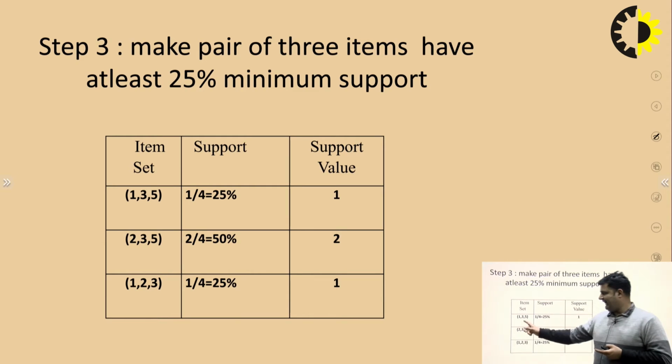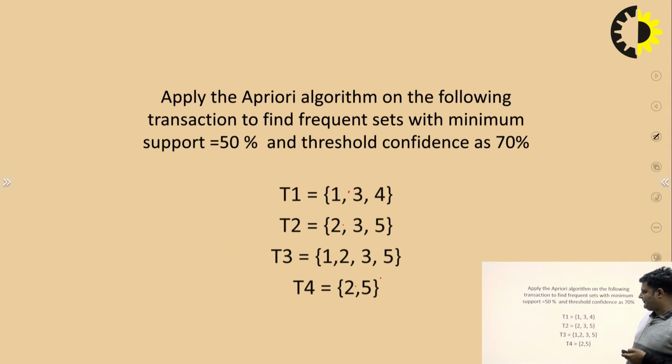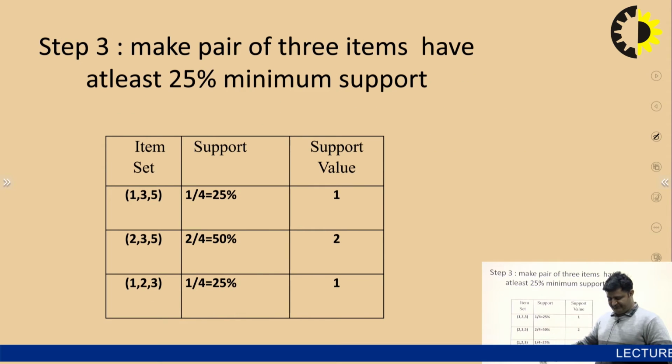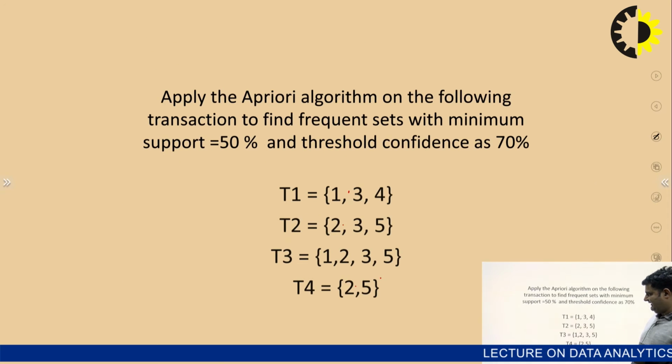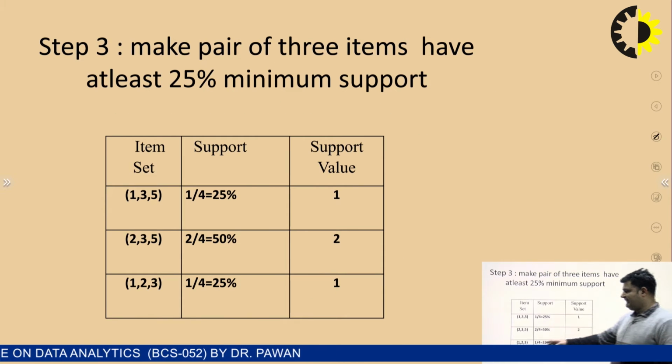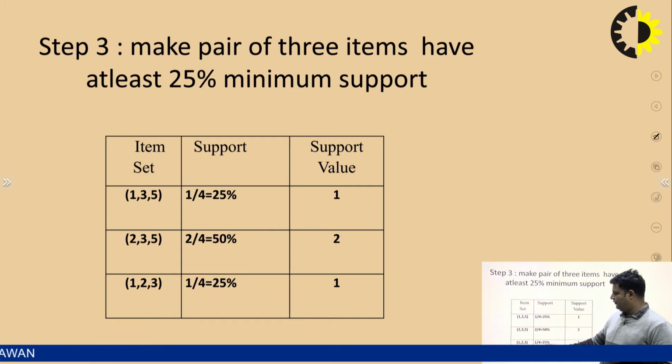So if we check on this, we have the 3-item set 1, 3, 5. Now we have checked the 1, 3, 5. In the first table, the 1, 3, 5 appears only one time, the value is 25%. Then we have the set 2, 3, 5. If we check these 3 elements in the transactions, 2, 3, 5 appears 2 times, so the support value is 2 by 4 equal to 50%. Then we have the 1, 2, 3 and the value is 1 by 4, 25%.